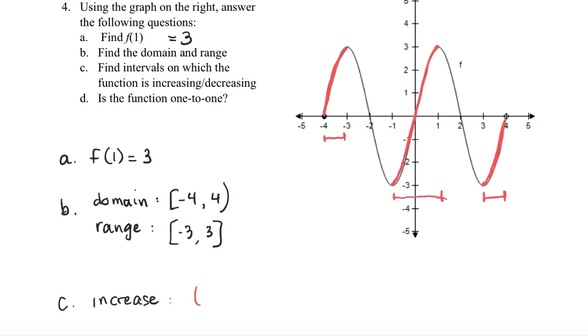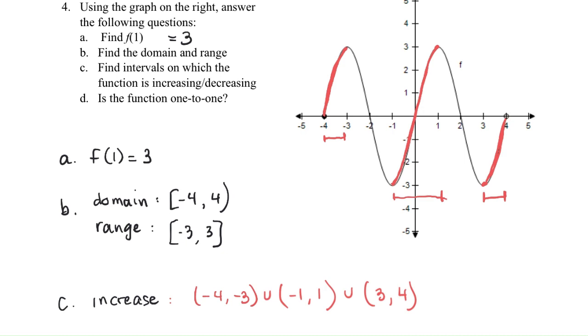And I am going to use parentheses here to describe all of these intervals where the graph's increasing or decreasing. So from -4 to -3, and again, these are only x values from -4 to -3. Also from -1 to +1, and from +3 to +4.